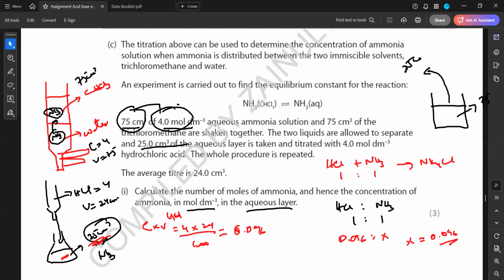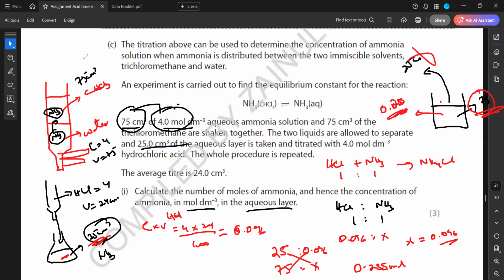Then how many moles will be there in 75? Because we only took out 25 and originally it was 75. So how many moles will be there? We'll just take a ratio. If 25 cm cube contains 0.096 moles, then 75 cm cube contains X. Cross multiply. So this will give us 0.288. These are the moles which are present in 75 cm cube, 0.288.